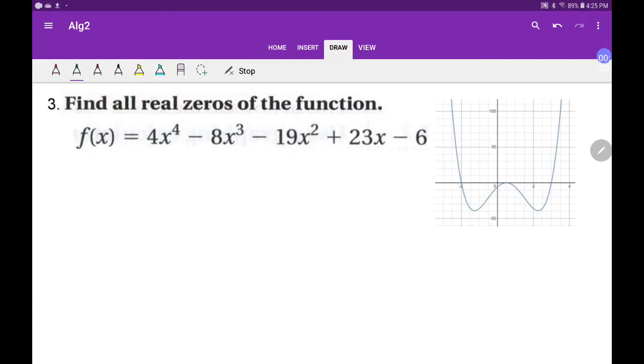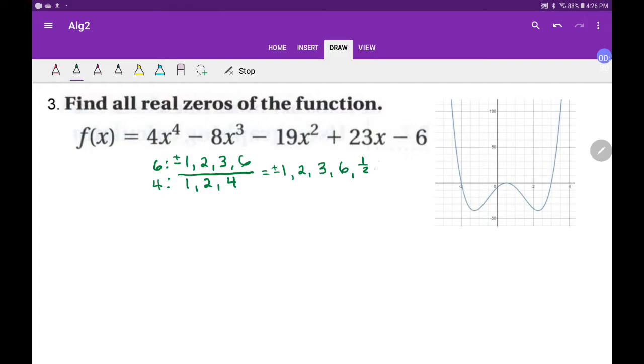Find all real zeros of the function. Alright, the possibilities are factors of 6 over factors of 4. So let's see, I have plus or minus 1, 2, 3, and 6 over 1, 2, and 4. So my possibilities are plus or minus 1, 2, 3, 6, 1/2.